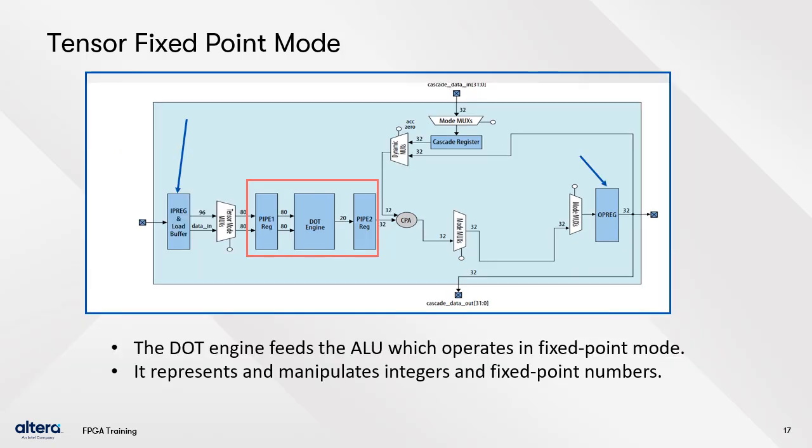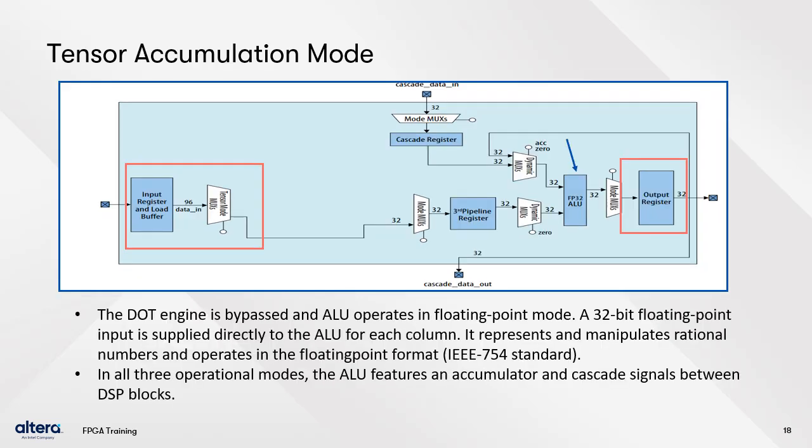In the tensor fixed point mode, the dot engine feeds the arithmetic logic unit, which operates in fixed point mode. It represents and manipulates integers and fixed point numbers. In tensor accumulation mode, the dot engine is bypassed and the arithmetic and logic unit operates in floating point mode. A 32-bit floating point input is supplied directly to the arithmetic and logic unit for each column. It represents and manipulates rational numbers and operates in the floating point format.